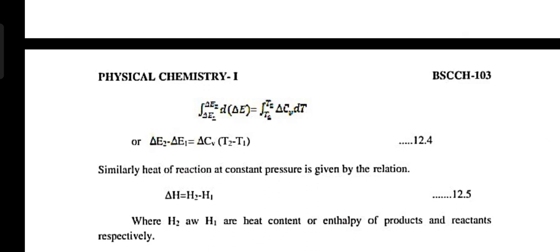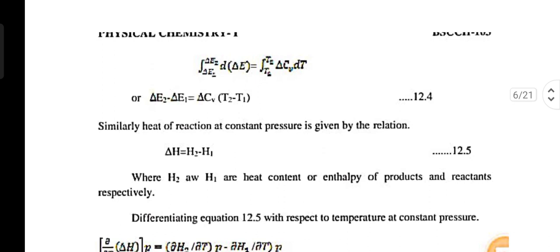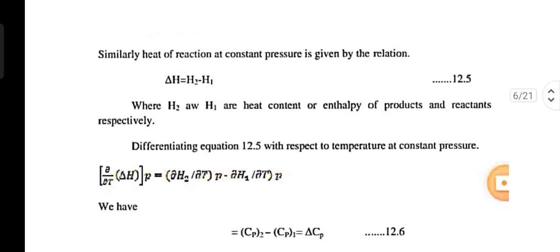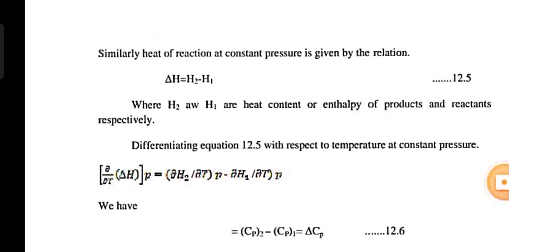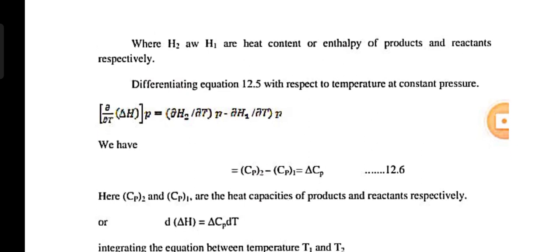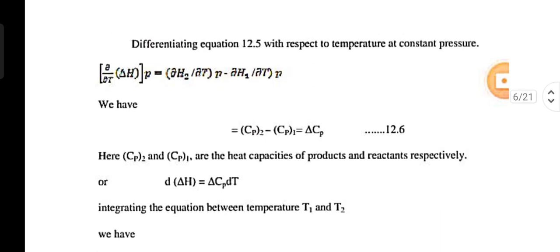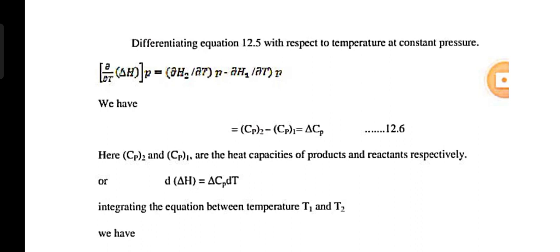Del E2 minus del E1 is equal to del Cv into T2 minus T1. Similarly, heat of reaction at constant pressure is given by the relation del H is equal to H2 minus H1, where H2 and H1 are heat content or enthalpy of product and reactant respectively. Differentiating equation 12.5 with respect to temperature at constant pressure, we get Cp2 minus Cp1 is equal to del Cp. Here Cp2 and Cp1 are the heat capacity of the product and reactant respectively.